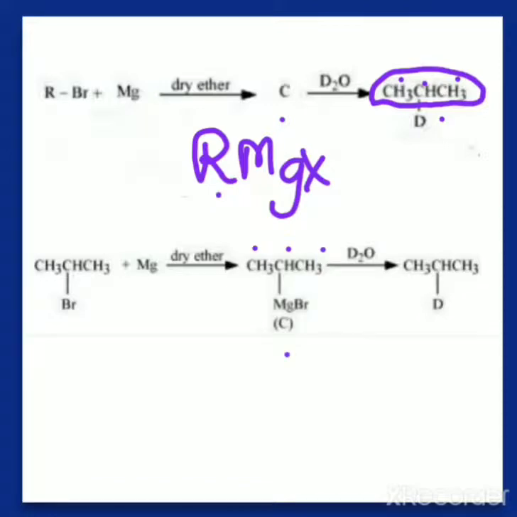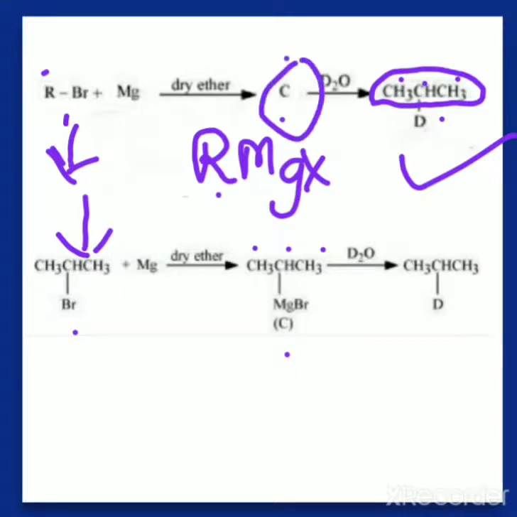And similarly, because here we got the R, instead of writing RBr, what can we write here? That is CH3, CH, CH3Br. So in this way, from the product, we have identified what is R and what is C.